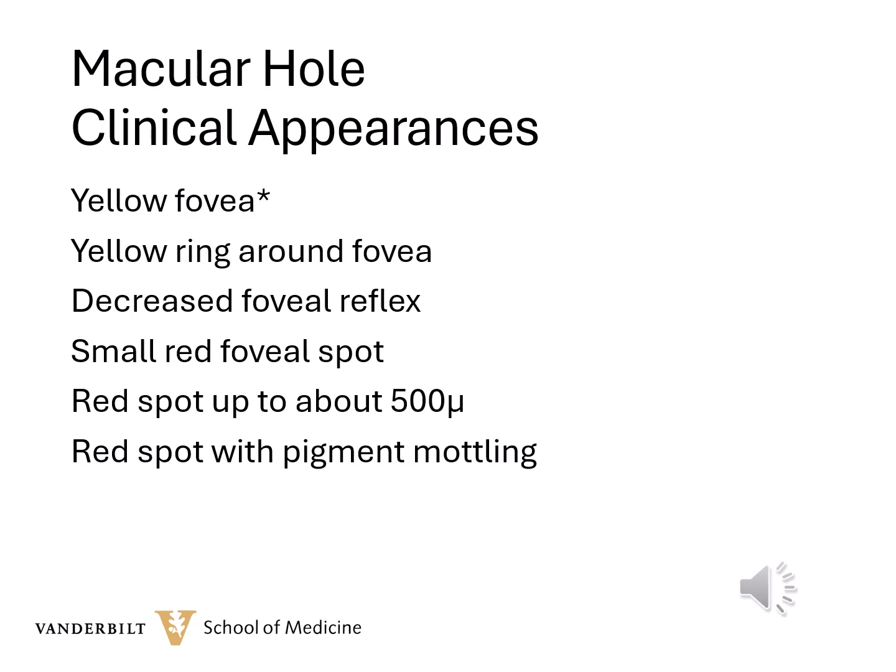You should get to know the different clinical appearances of a macular hole. It can have a yellow fovea. There can be a yellow ring around the fovea, just a decreased foveal reflex, but most commonly there's a small red spot, and that can come up to about 500 microns. There can also be some pigment mottling around it, or small drusenoid changes in the middle. You can find the differential on this in other audio atlas sections.